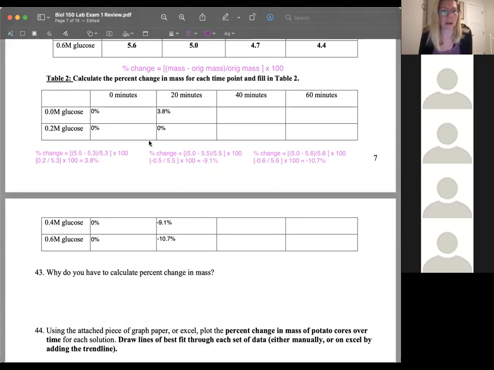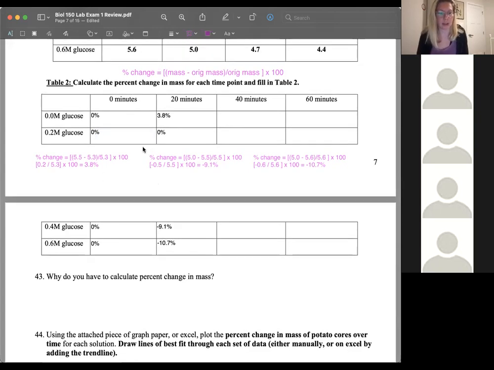Okay, so we left off, we were calculating percent change in mass for this data table that it gave us. And now question 43 asks us, why are we calculating percent change in mass? Why can't we just compare the numbers as they are? Why do we need to transform them at all? So who has an answer for that?